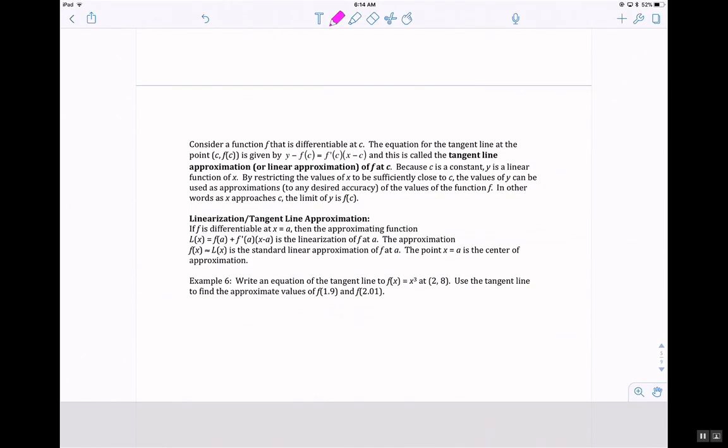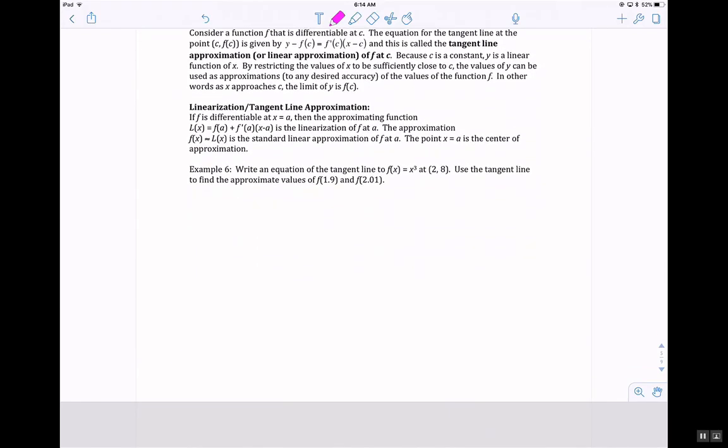So remember, linearization was using the equation of the tangent line to approximate f of decimal point values. So first write the equation of the tangent line of f of x is equal to x cubed, so f prime of x is 3x squared, and I want to write it at 2 comma 8. So f prime of 2 is 3 times 2 squared, which is 12. So my equation, my tangent line, y minus 8 is equal to 12 times x minus 2.